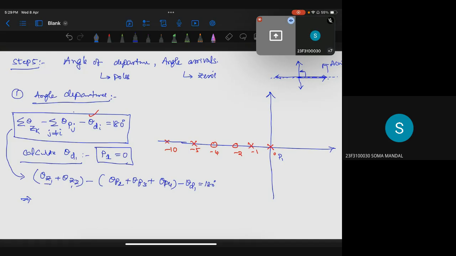First, theta Z1. What is theta Z1? Theta Z1 is if you draw a vector from the first zero to P1. Theta Z2 from here, this one. Then theta P2, this one. Then theta P3, this one. P4, this one. Is this clear? In fact, all these lines you have to draw on this line, but for visibility I have drawn like this. Now you can compare all these arrow marked lines with these arrow marked lines. To which one are they matching?